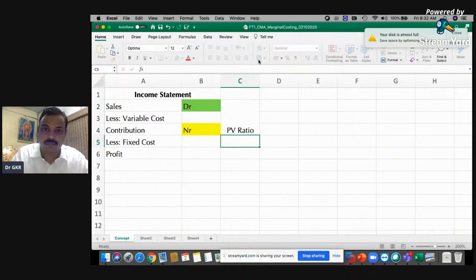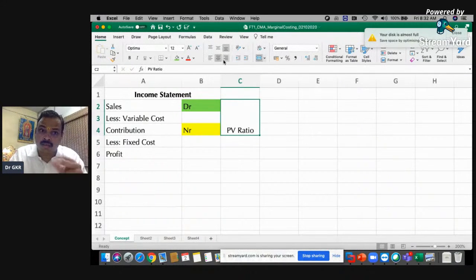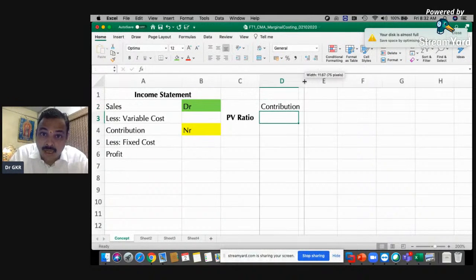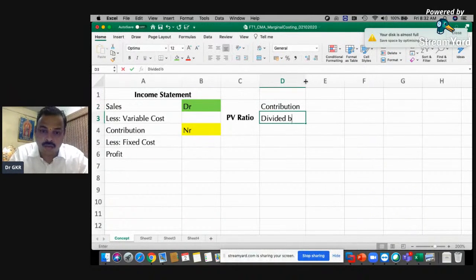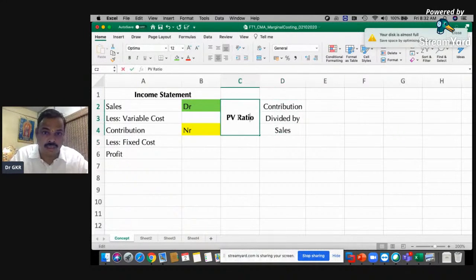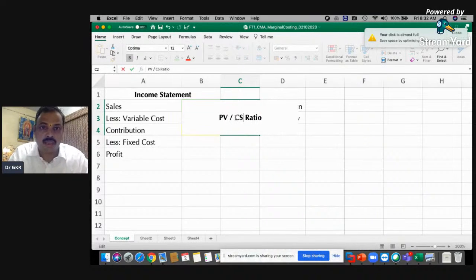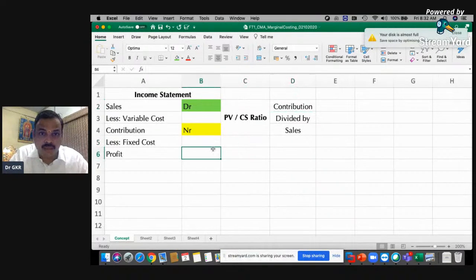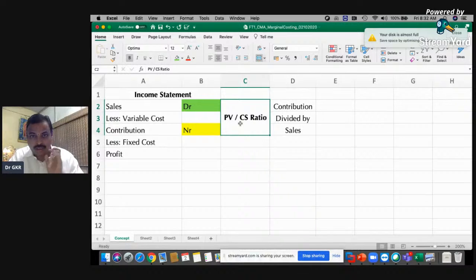Otherwise, it's also called a CS ratio, contribution by sales ratio. I repeat, it is also called a CS ratio. So what is your PV ratio? Contribution divided by sales. So this is also called the CS ratio. Either you can call it PV or CS. Why is it called profit? Contribution only becomes profit. And the sales is volume. So instead of calling it PV, you can also call it CS ratio.